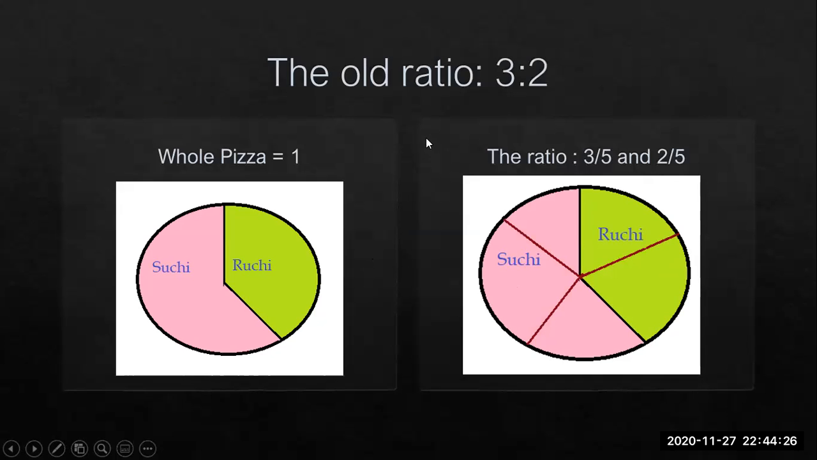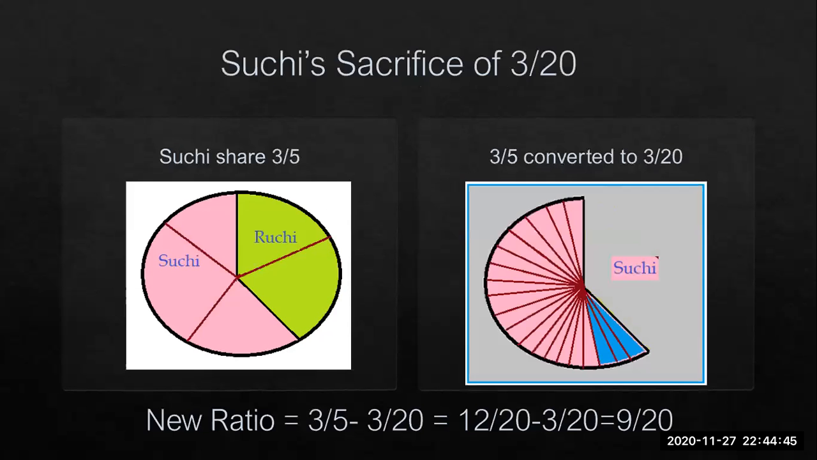The first step, the old ratio being 3:2, the whole pizza here is split into three parts of Suchi and two parts of Ruchi, which is given here in this diagram. Now going to understand what is the meaning of 3 by 20th share of Suchi. If you see this, we will understand that Suchi's component of share is 3 parts out of total 5 parts. That is why we denote it as 3 by 5.